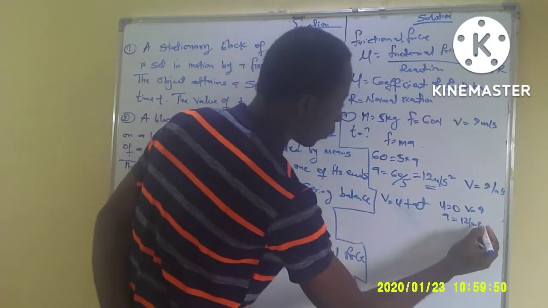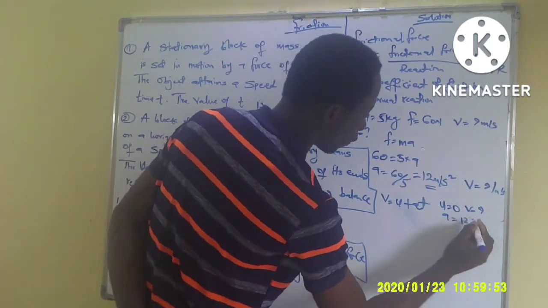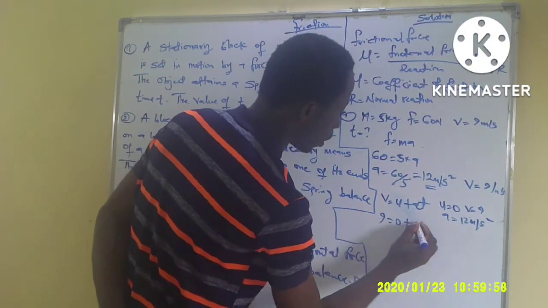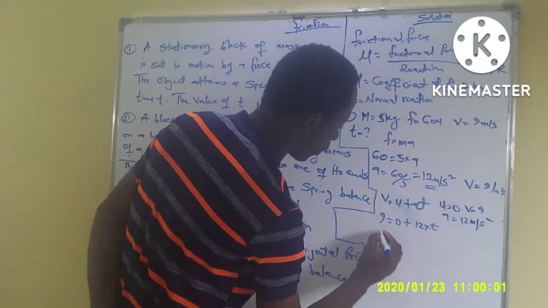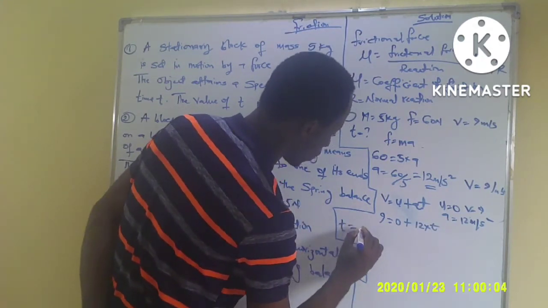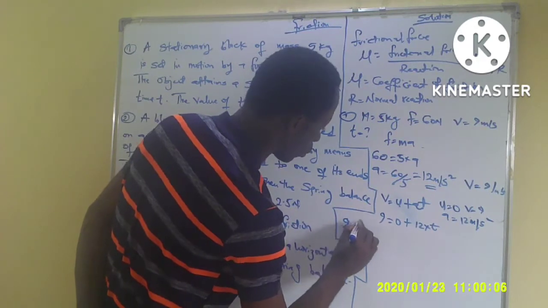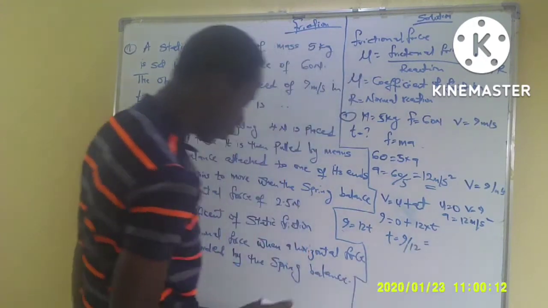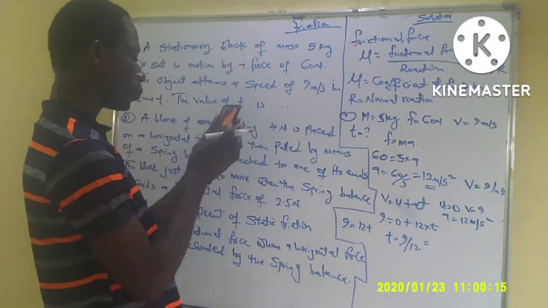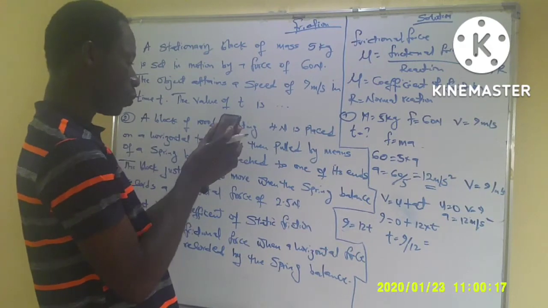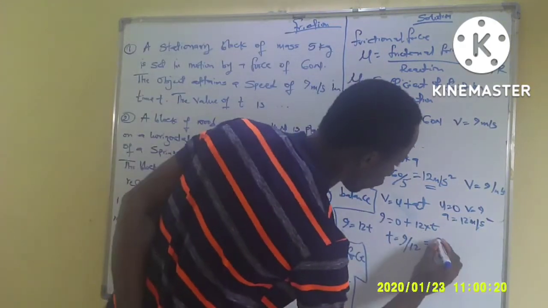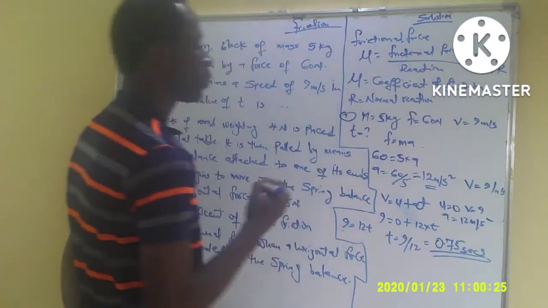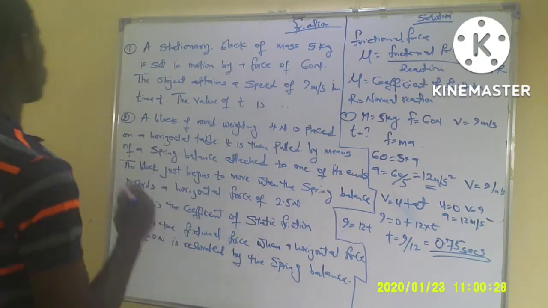So at the end of the day, we are going to have 9 is equal to 0 plus 12 times T. So 9 is equal to 12T. So our T is equal to 9 over 12. So our T will be equal to 9 divided by 12. It gives us 0.75 seconds. So 9 divided by 12 is 0.75 seconds. Now that's the answer to question number 1.